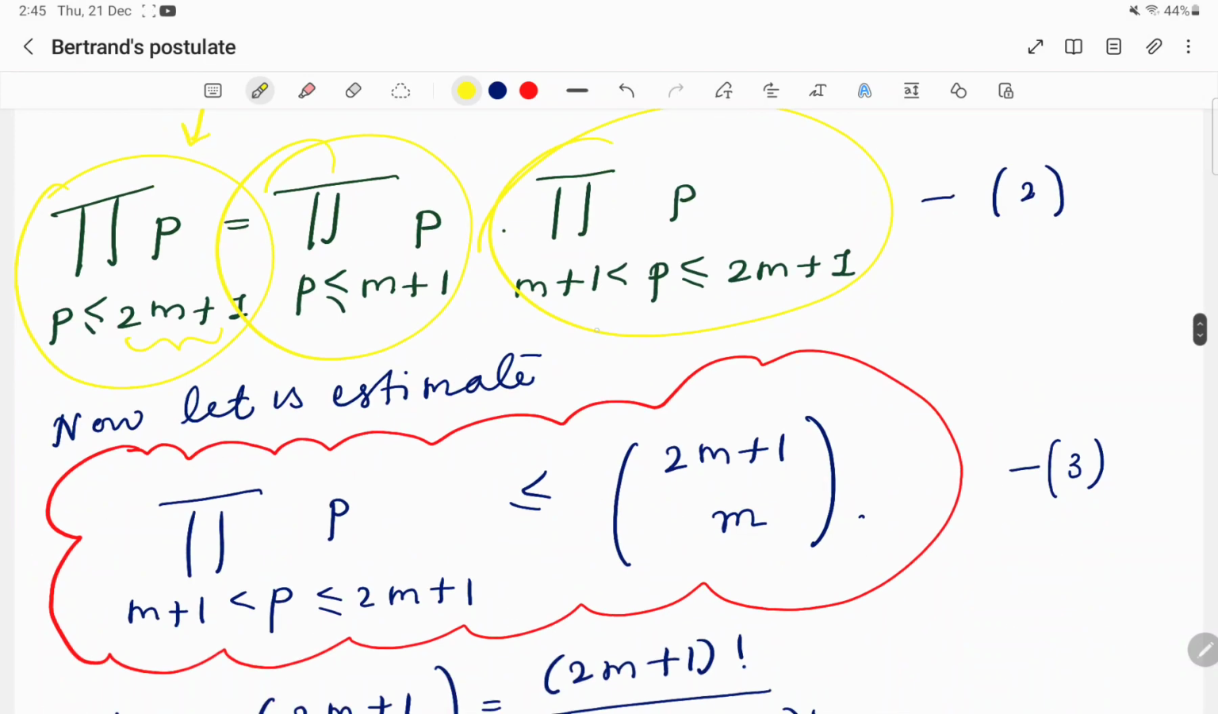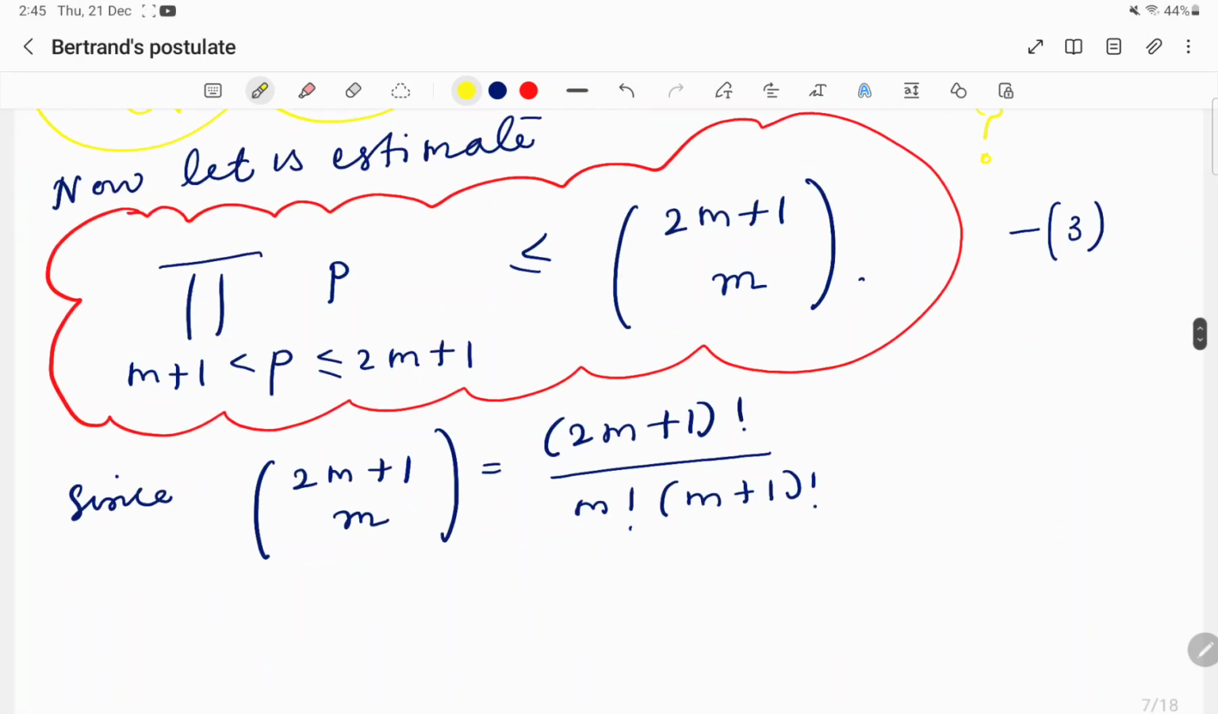So before that, let us estimate the second factor here. So we will say that the second factor is less than or equal to 2m plus 1 choose m. This is because 2m plus 1 choose m is nothing but 2m plus 1 factorial divided by m factorial times m plus 1 factorial, because we just use the formula of nCk, n factorial over n minus k factorial times k factorial, right?